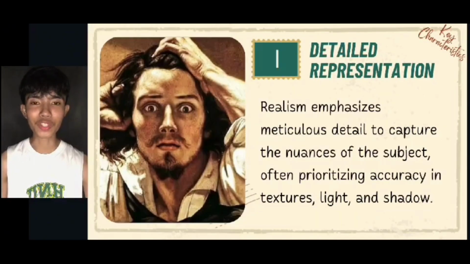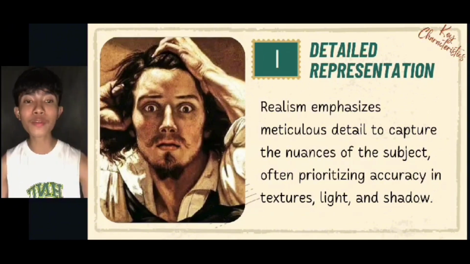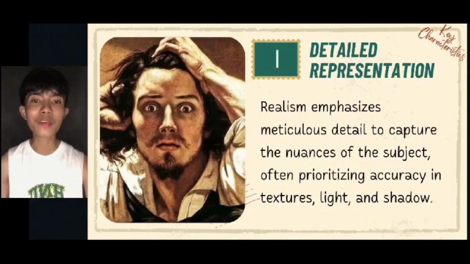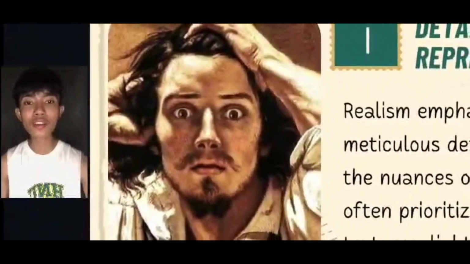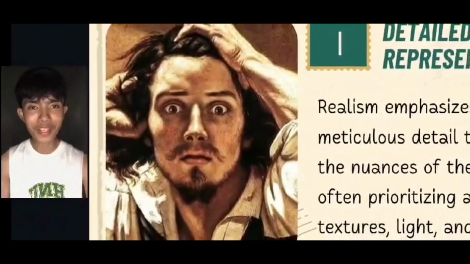Number 1. Detailed representation. Realism focuses on meticulous details. Artists pay close attention to things like texture, light, and shadow, so the artwork closely resembles real life. Just like the sample image, you can see the artist focuses on detail to look realistic.